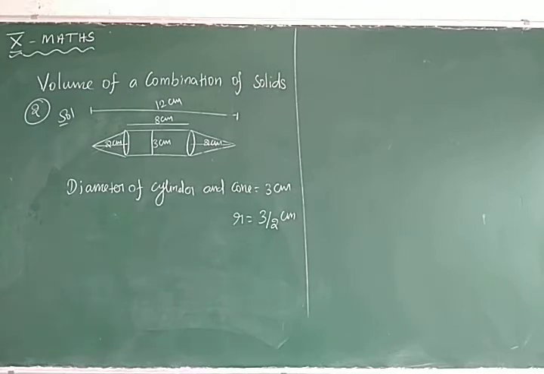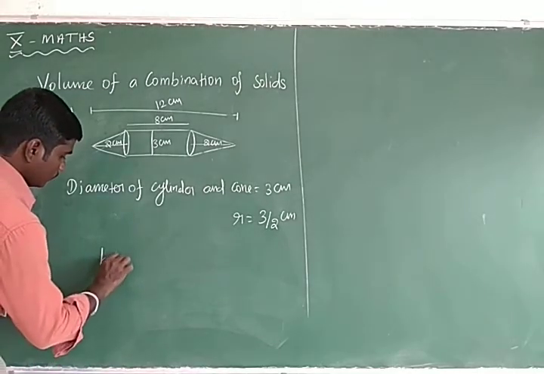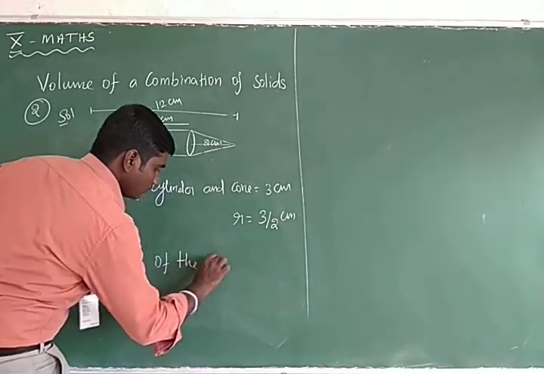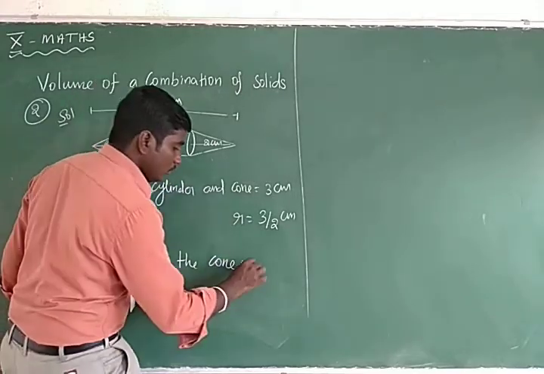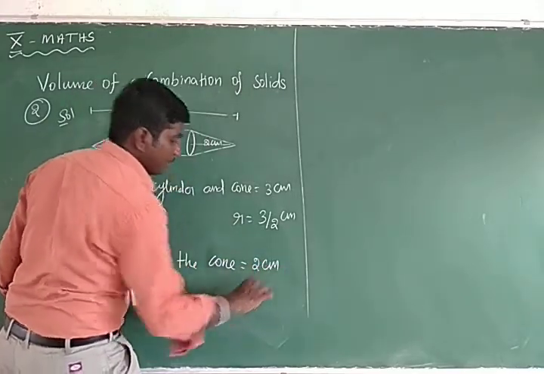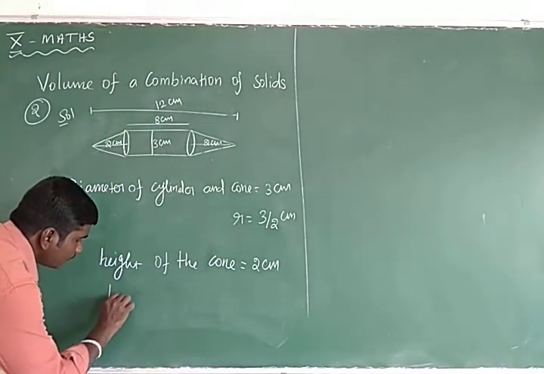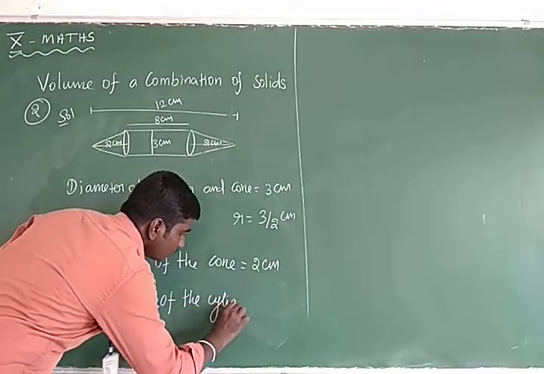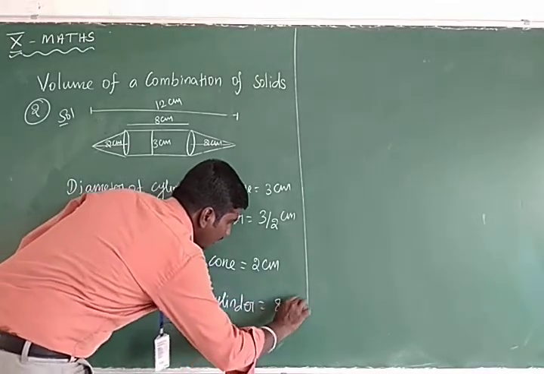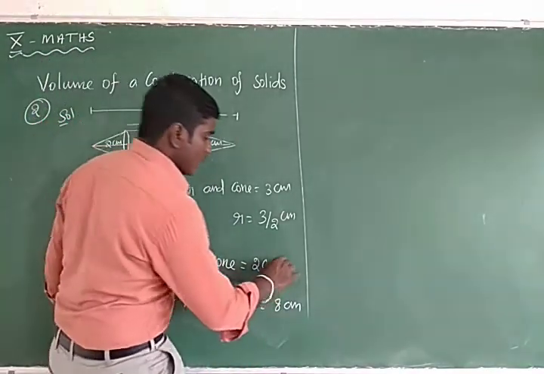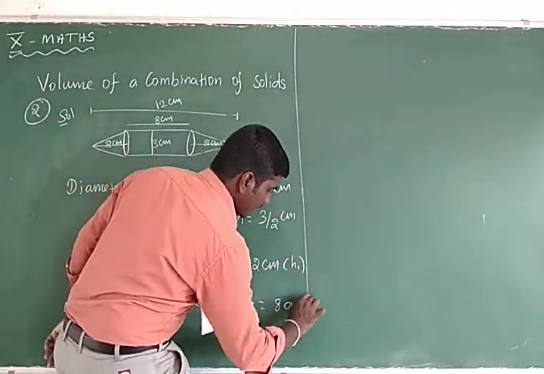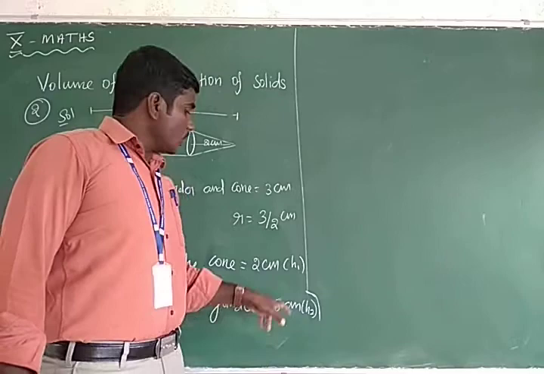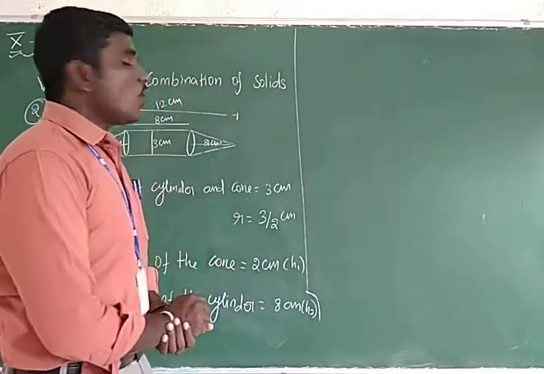Right. So height of the cone is equal to 2 centimeter. Then height of the cylinder is equal to 8 centimeter. Okay, so it is assumed as H1, and it is assumed as H2. Two different heights are there, so use H1 and H2. Okay, right. So find the value.